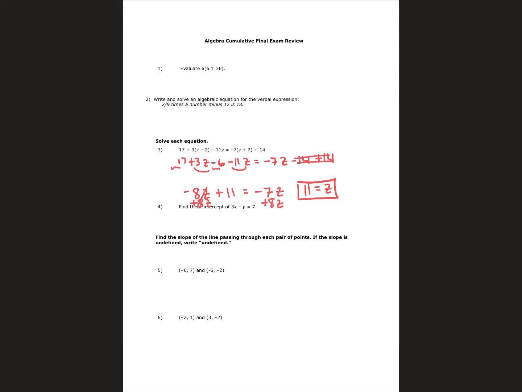Okay, number 4, find the x-intercept. To find an x-intercept, the y value is 0. So you just solve 3x equals 7. Divide both sides by 3. And x, you could just leave it as 7 over 3 since that's simplified.